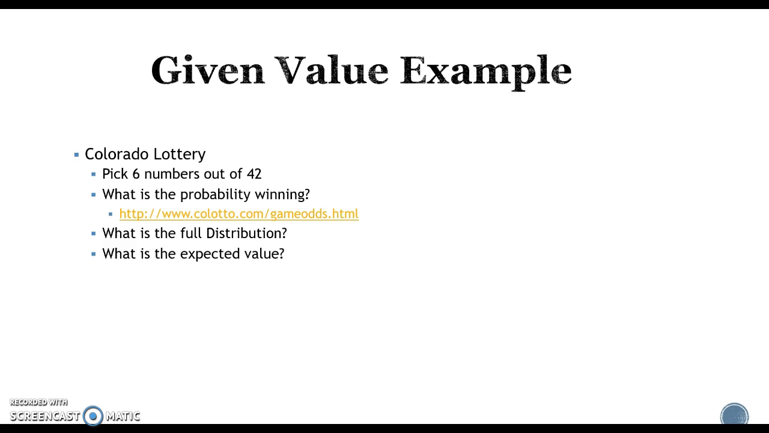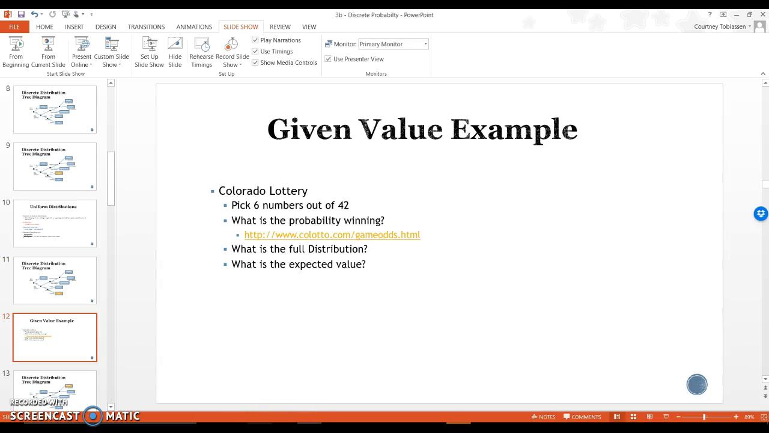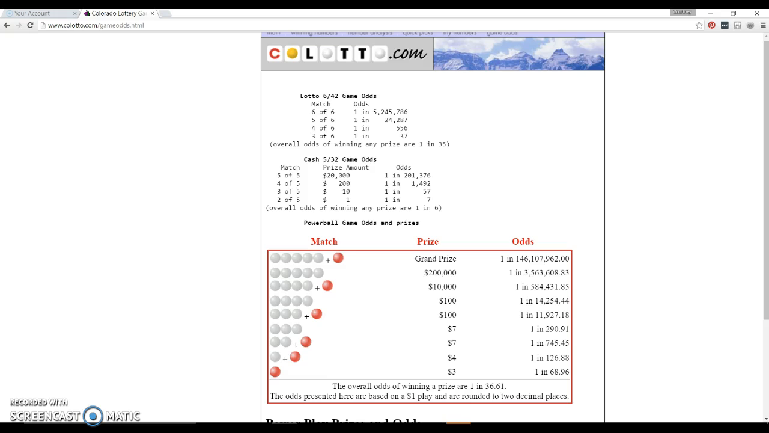it. So the example we're going to talk about is the Colorado lottery. You pick 6 numbers out of 42. So let's look at what they say all of these probabilities are. When you go to their website, for the 6/42 game odds, to get 6 out of 6, you have that many chances, 1 out of that many, which is crazy.